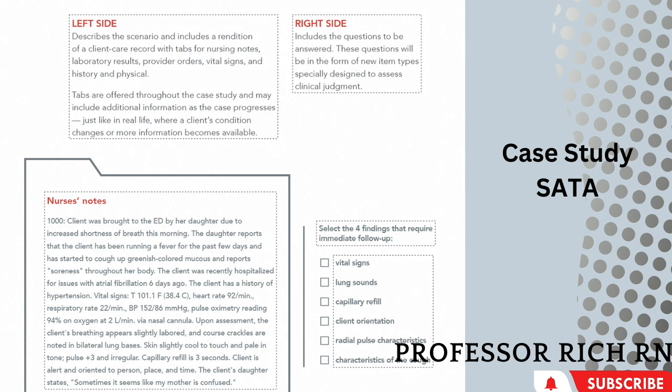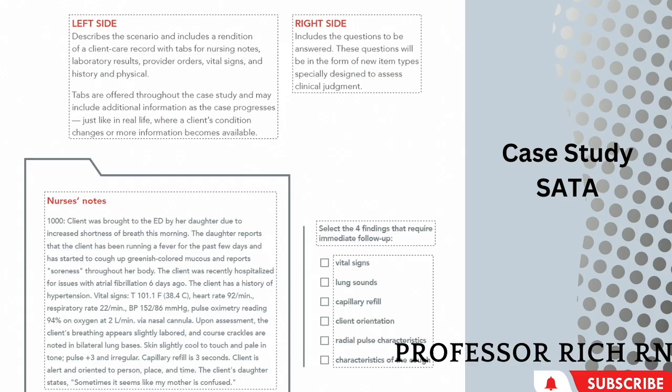Upon assessment, the client's breathing pattern appears slightly labored and coarse crackles are noted bilaterally in the lung bases. The skin is cool to touch, pale in tone, pulses are 3+ and irregular. Capillary refill is 3 seconds, and the client is alert and oriented to person, place, and time. The client's daughter states, "Something seems off, my mother is confused."